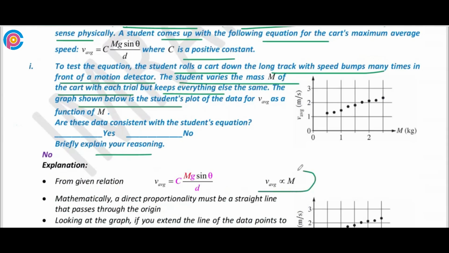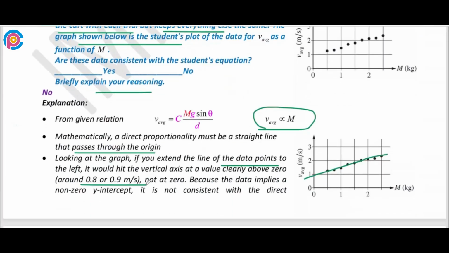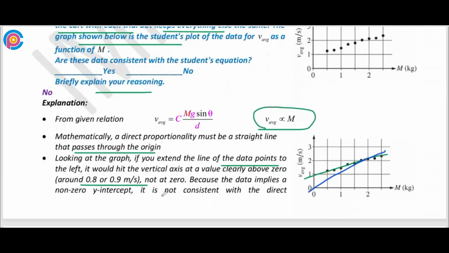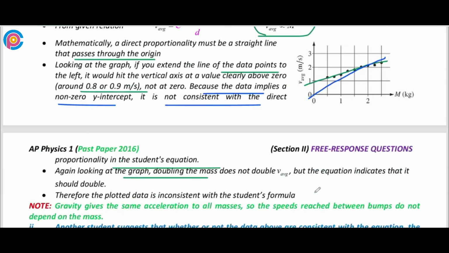From the given equation, V average is directly proportional to the mass. Mathematically, direct proportionality must be a straight line that passes through the origin, but this line doesn't pass through the origin; it intercepts at about 0.9, not 0. Graphically, for direct proportionality, the line should be like that. Because the data implies a non-zero y-intercept, it is not consistent with the student's hypothesis of proportionality. Again, looking at the graph, doubling the mass doesn't double the velocity. When the mass is 1, velocity is nearly 1.25. When the mass is 2, it is nearly 2.1. It should be 2.5, meaning double. So the equation indicates it should double. Therefore, the plotted data is inconsistent with the student's formula.